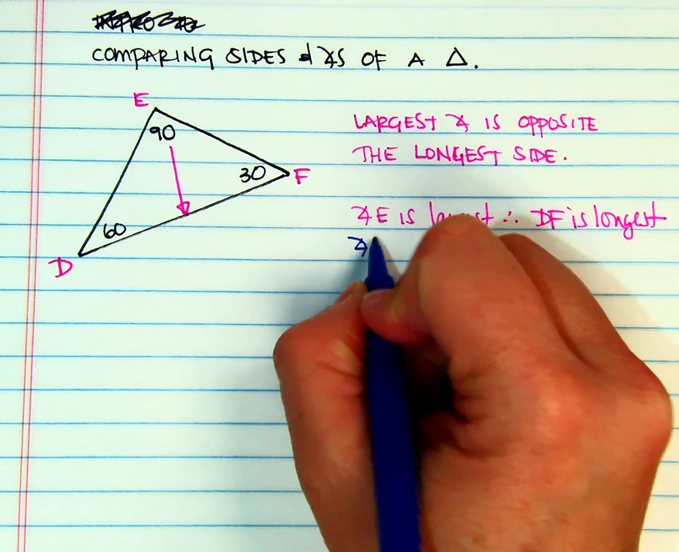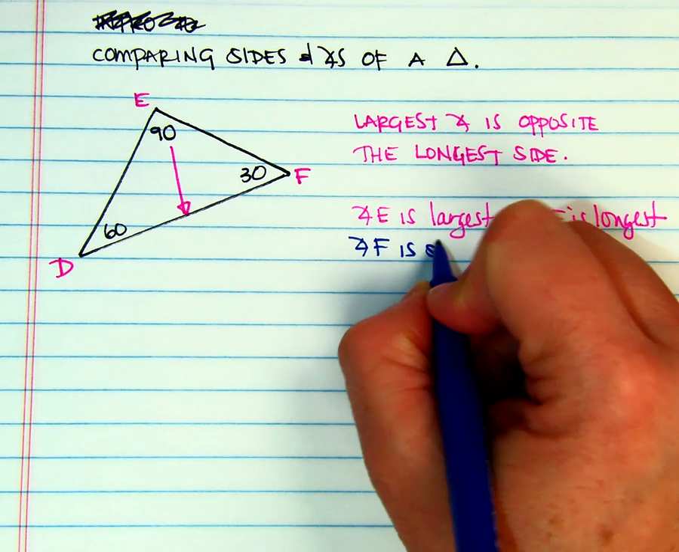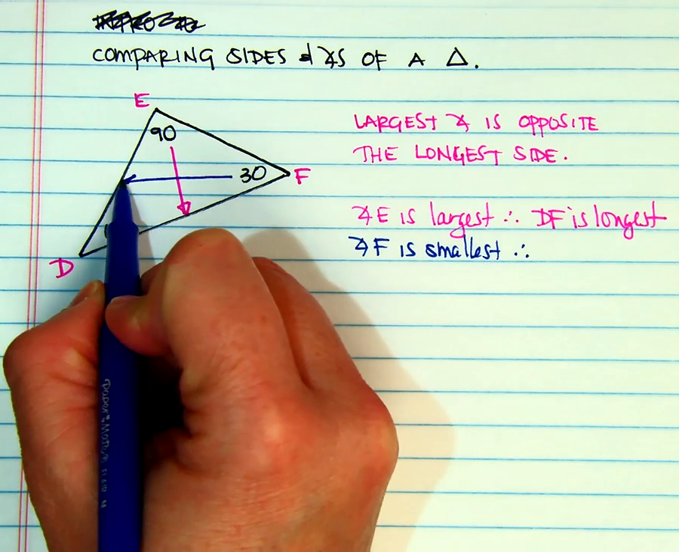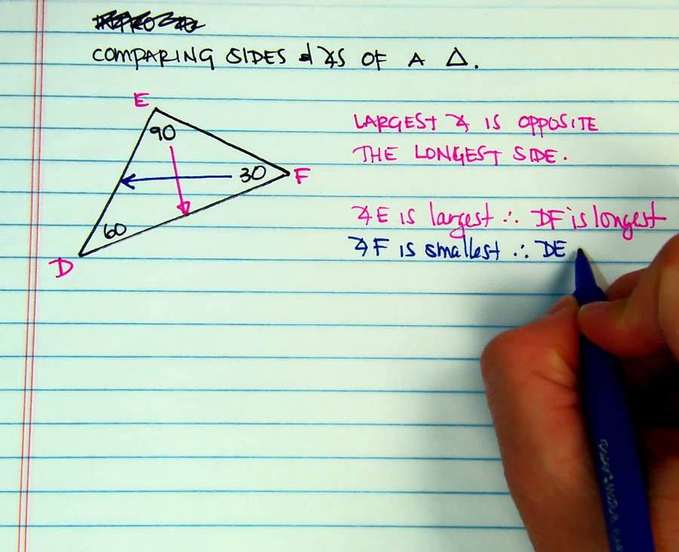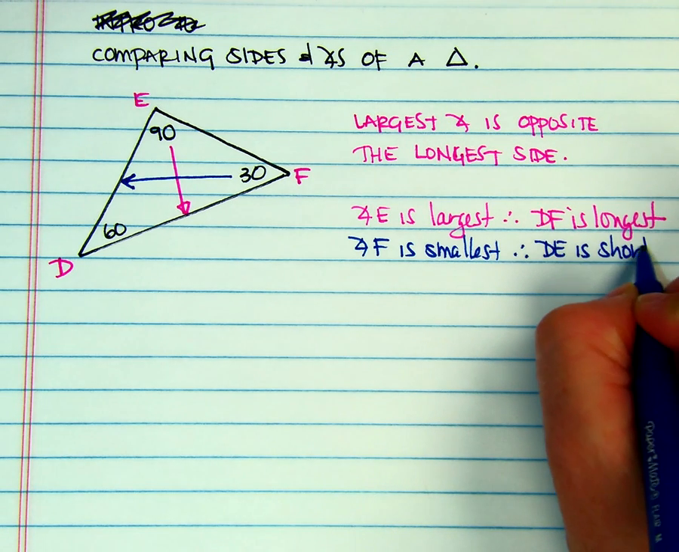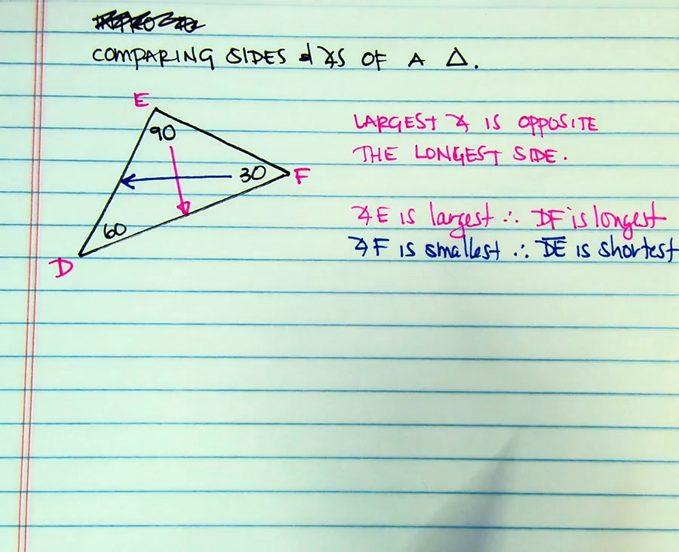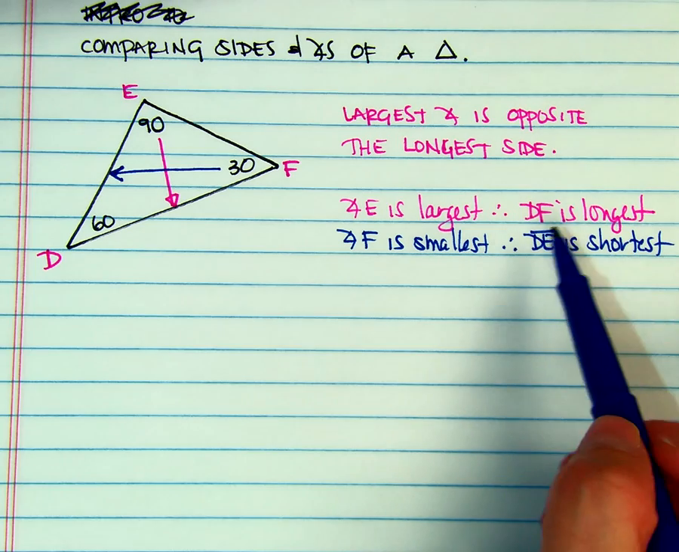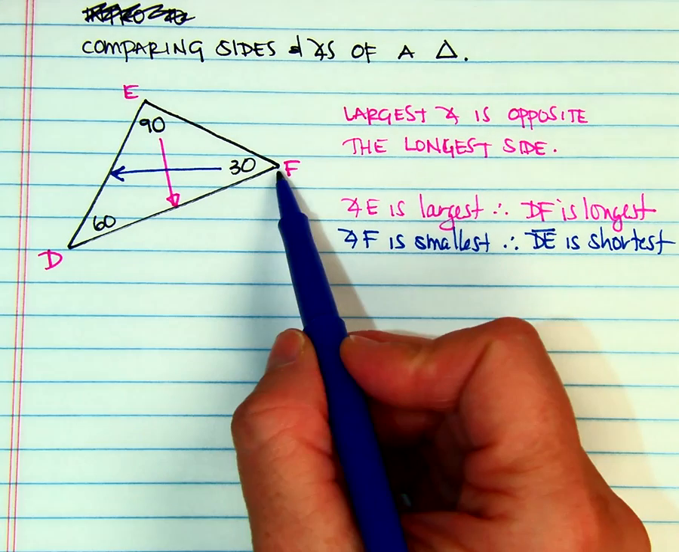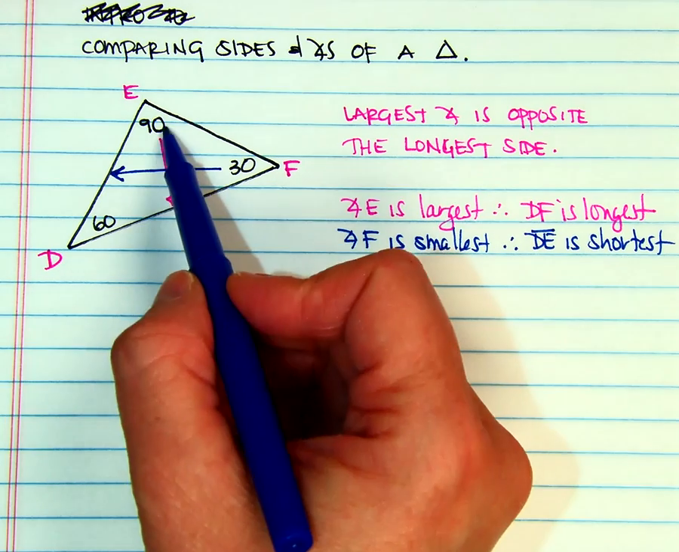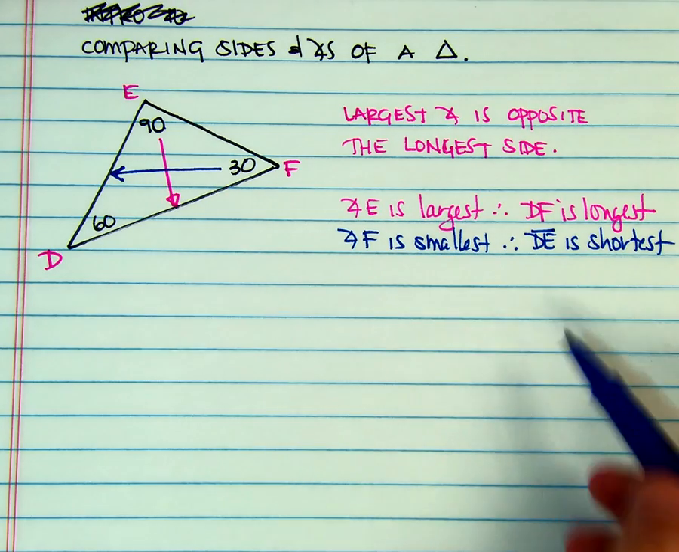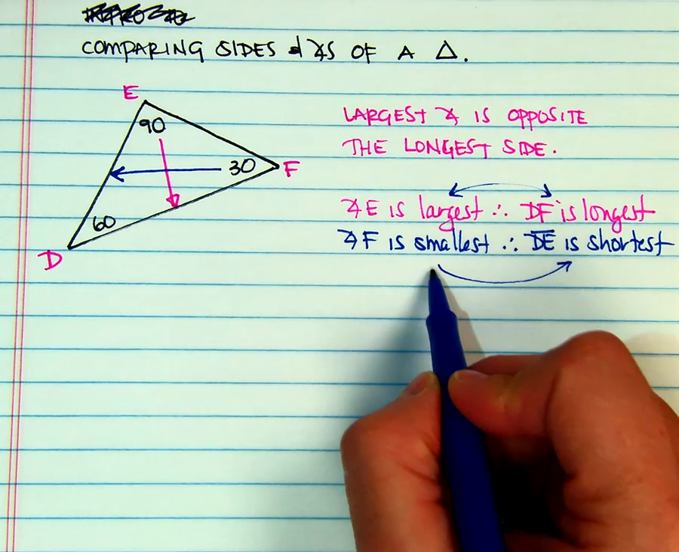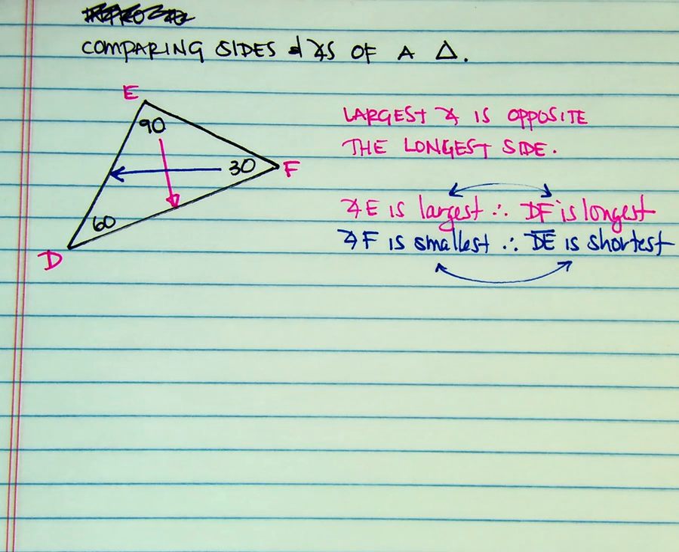I know that angle F is the smallest. Therefore, DE is the shortest. Okay? And it goes vice versa as well. If I know that DF is the longest, then I know that the angle opposite is the largest. So these work both ways. Remember, the three dots in a triangle means therefore.